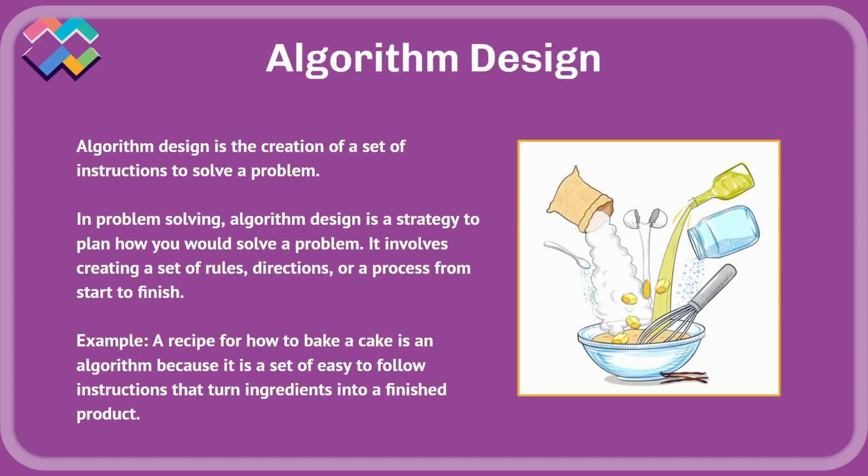Next up is algorithm design, which is the creation of a set of instructions to solve a problem. It involves the creation of a set of rules, directions, or an overall process for solving a problem. In computer science, the code that programmers write is a set of algorithms whose instructions are carried out by the computer to perform specific tasks or to solve problems. However, algorithms are not just restricted to computer science. Any set of instructions is an algorithm. For example, the recipe for a cake is an algorithm because it is a set of easy-to-follow instructions that turn ingredients into a finished product.